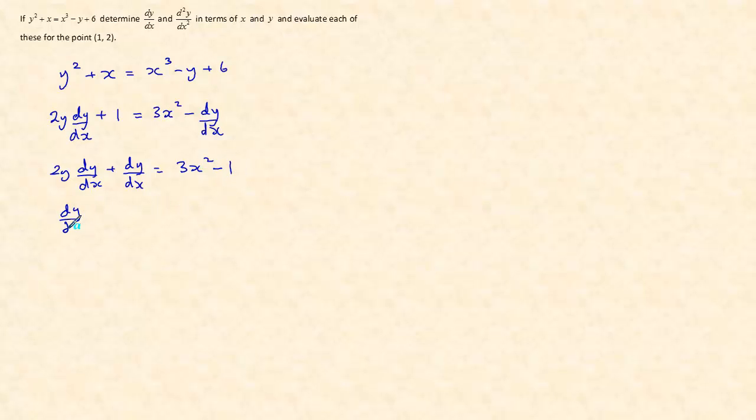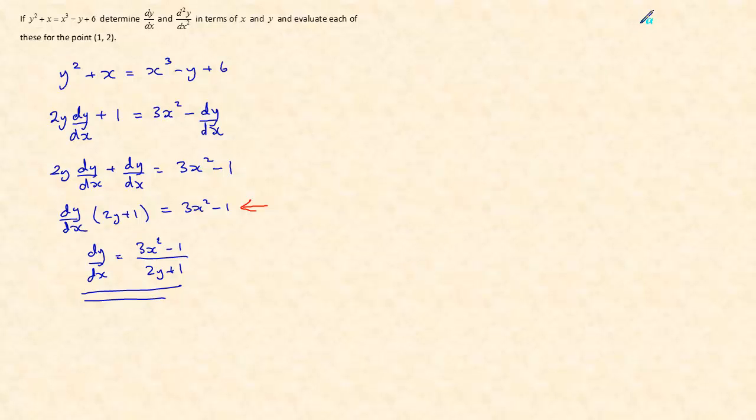So dy/dx times (2y plus 1) is equal to 3x squared minus 1. So dy/dx is going to be (3x squared minus 1) over (2y plus 1). So let's leave that one there for a moment. Now, I want d²y/dx². So I'm probably going to go from this line here.